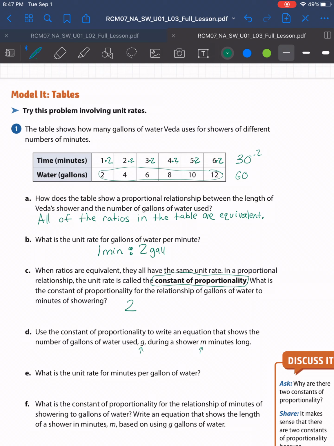What if you're like my husband and you're literally in the shower for what feels like 90 minutes? Sorry, Zach, but I mean, he's not really, but it sure feels like it sometimes. 90 minutes times 2, 180 gallons.